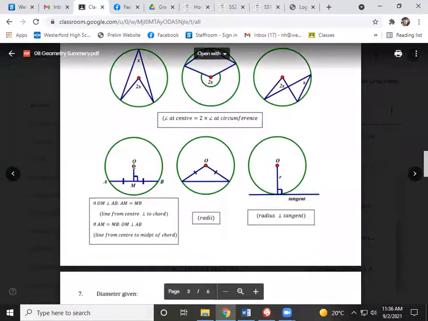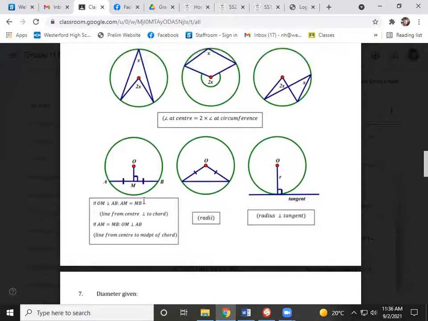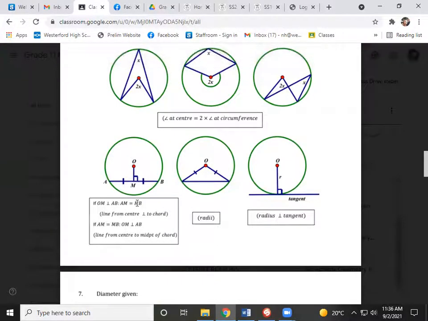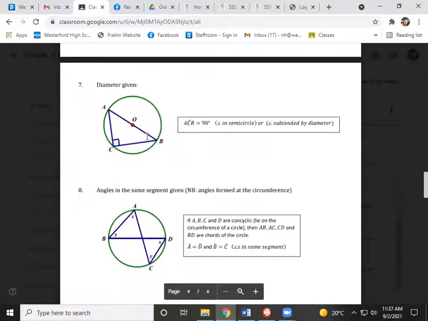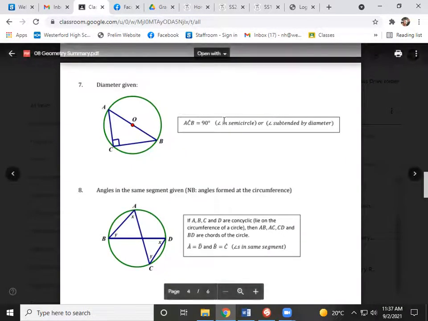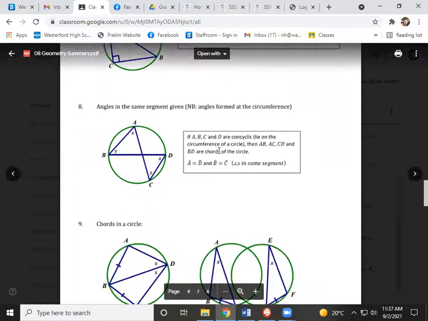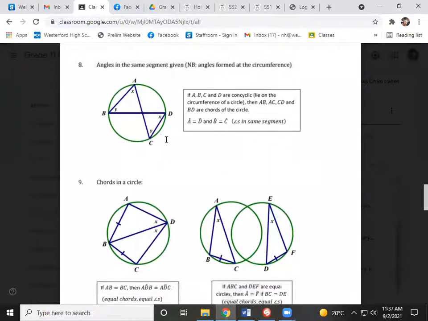Here we're working with line from center perpendicular to chord and line from center to midpoint of chord. That's theorem 1 and 2. We proved both of them. Just showing here that if you have radii, then they're equal. That the radius is perpendicular to the tangent. Here, if you have an angle subtended by the diameter, it's 90 degrees, and those are the reasons. We've been working with this reason, but you could also write that if you want to. I think everyone's fine with this one though. Angles in same segment, just a diagram showing that.